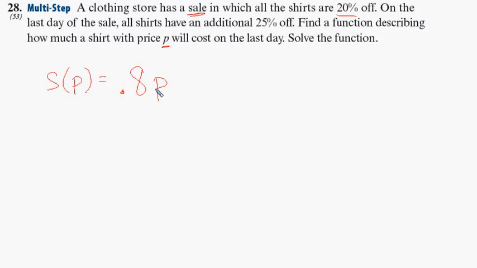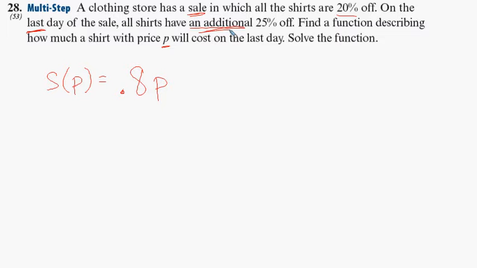But now we have a new sale. And we obviously can't use S of P again, because then we'd be confused with whether it's the first sale or the last day of the sale. So I'm going to suggest we use an L for the last day of the sale, because on the last day of the sale, we have an additional 25% off, which means we can't just add the 20 and the 25% and say we're going to get 45% off.